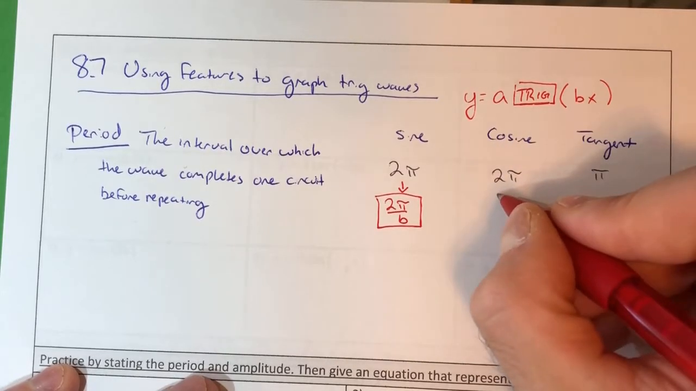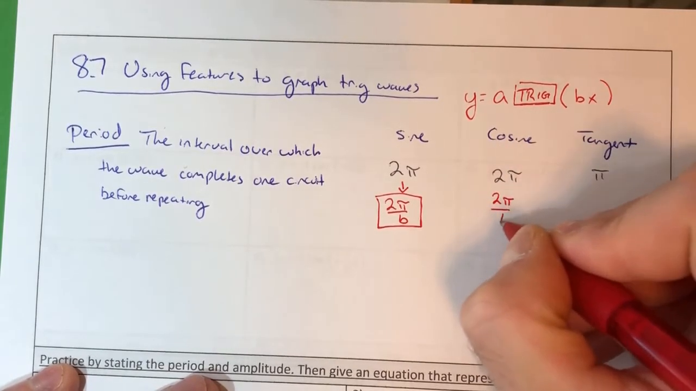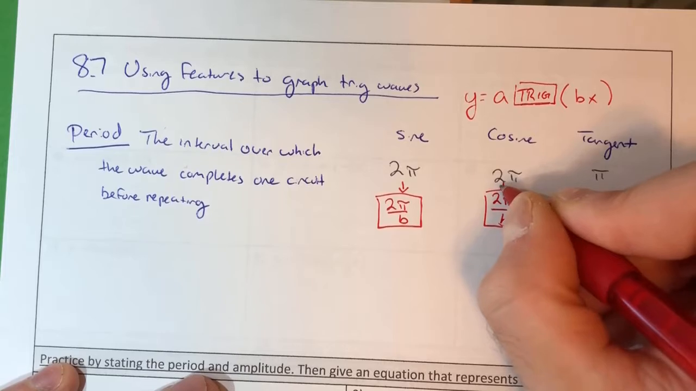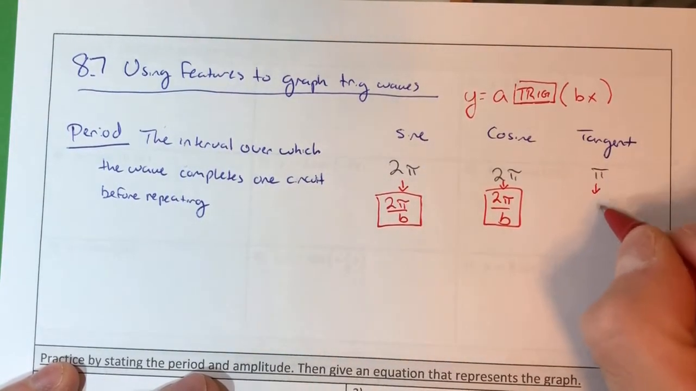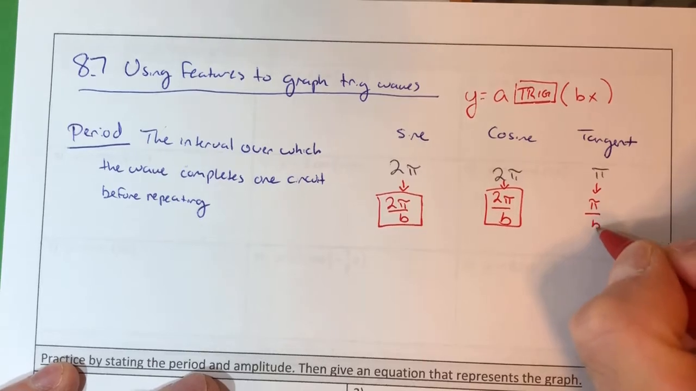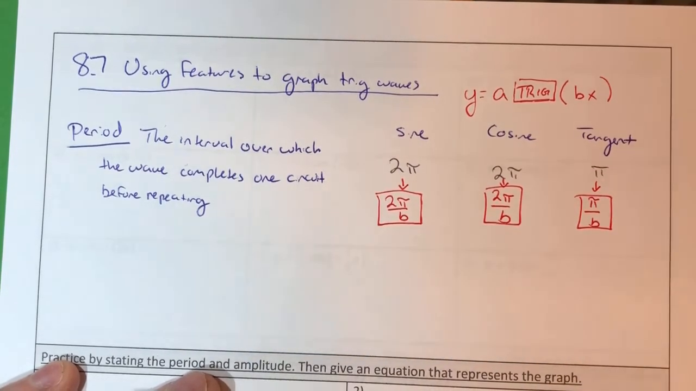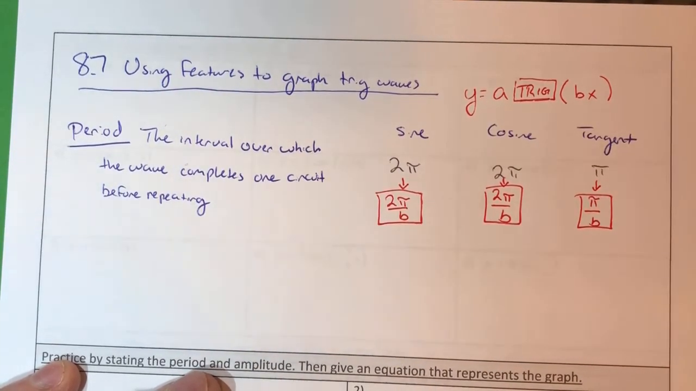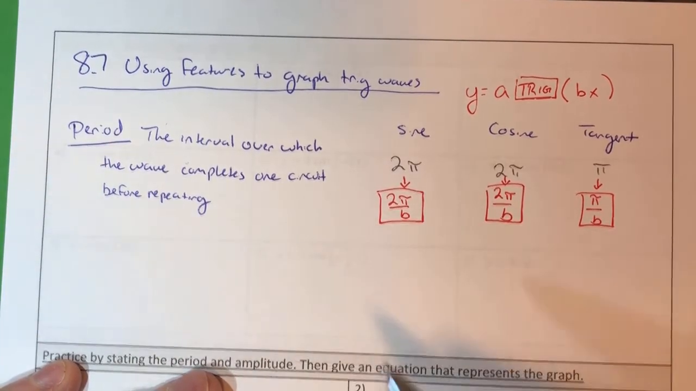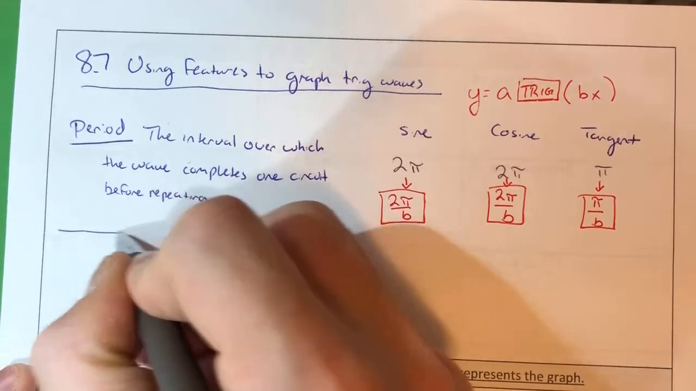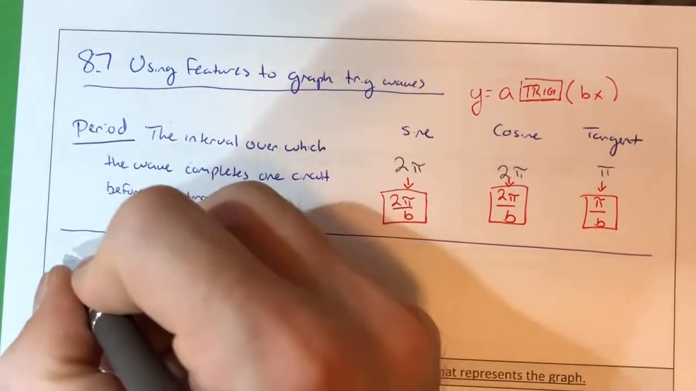Same thing with cosine. It's going to be every 2 pi over b. Tangent's going to be the same thing, except for instead of being 2 pi, it's just going to be pi over b. And that's the period of which the graph repeats itself. The second thing we're going to look at is going to be the amplitude.